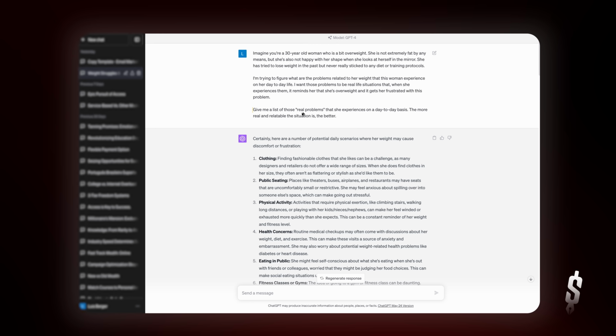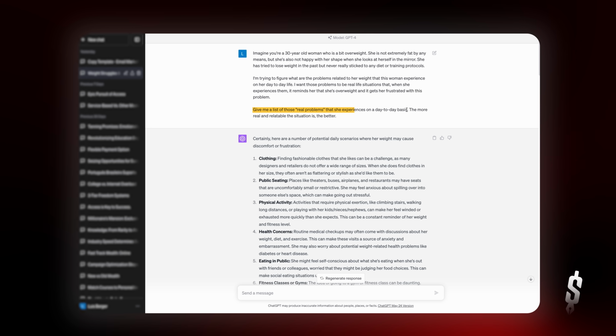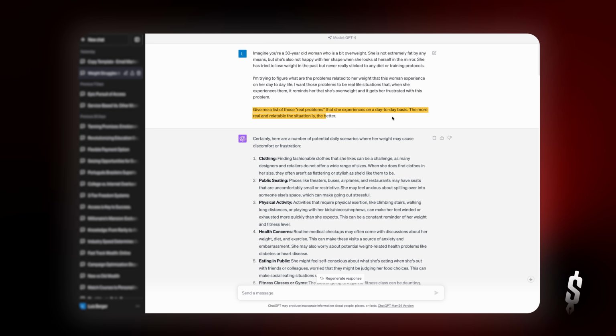I'm giving ChatGPT the context about what I'm trying to do here. And then I'm going to give it the task that I want it to perform. So: give me a list of those real problems that she experiences on a day-to-day basis. The more real and relatable the situation is, the better. Because of course, we want our audience to relate to them and say, oh yeah, I experienced that in my life. So this guy understands what I experienced, and then this guy must know how to fix it. That's the entire thing that we want.